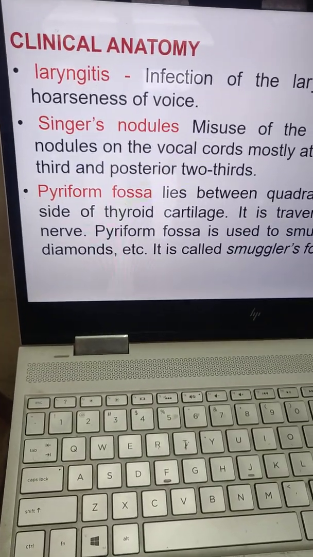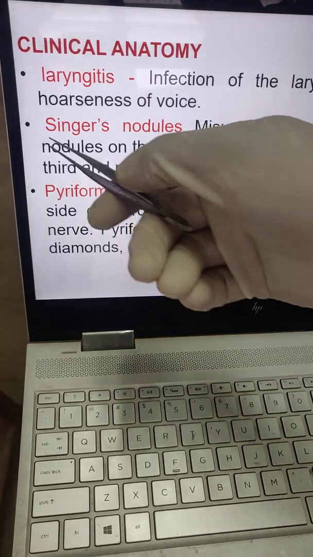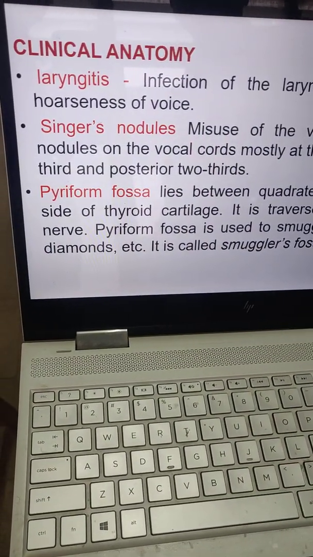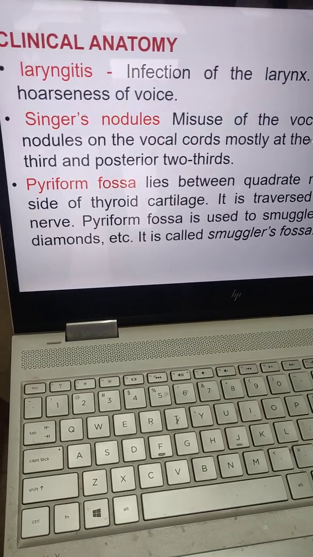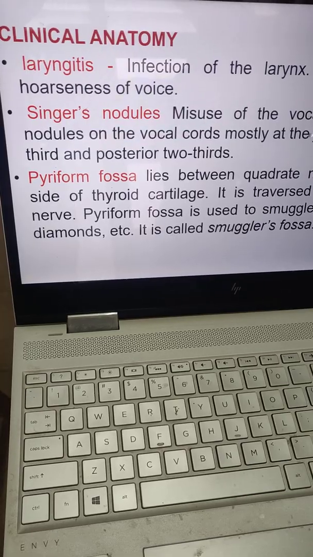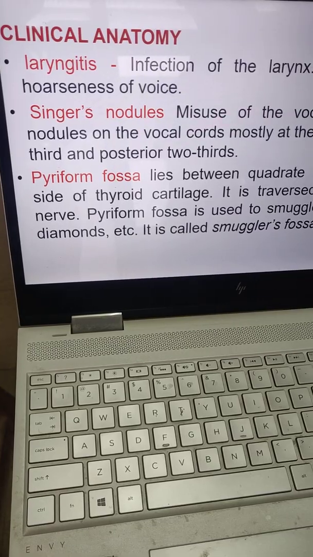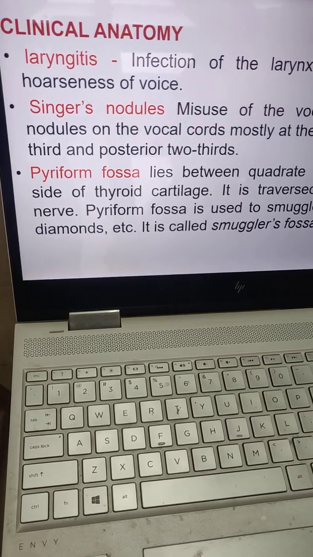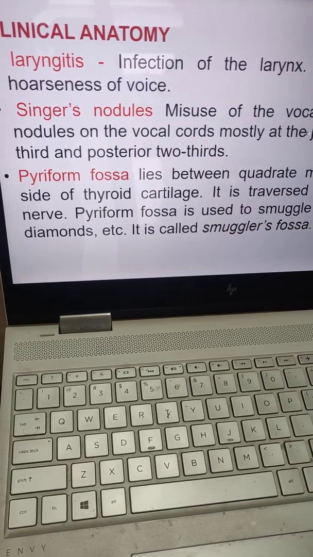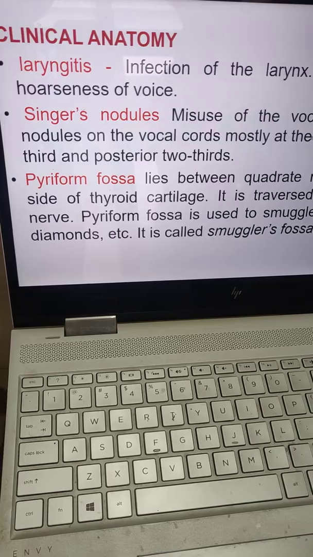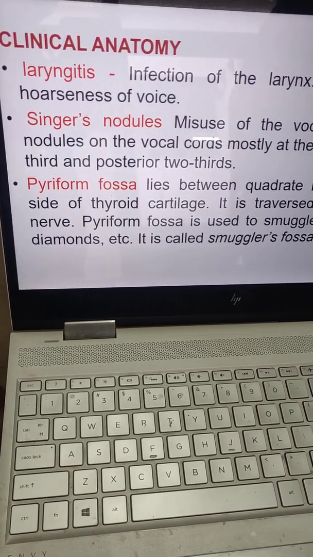Clinical aspects of the larynx: inflammation of the larynx is called laryngitis. Singer's nodules result from misuse or frequent use of the vocal cord. People who talk a lot throughout the day, like professors or talkative persons, develop nodules on the vocal cord, mostly at the junction of the anterior 2/3 and posterior 1/3 of the vocal cord. These are Singer's nodules.